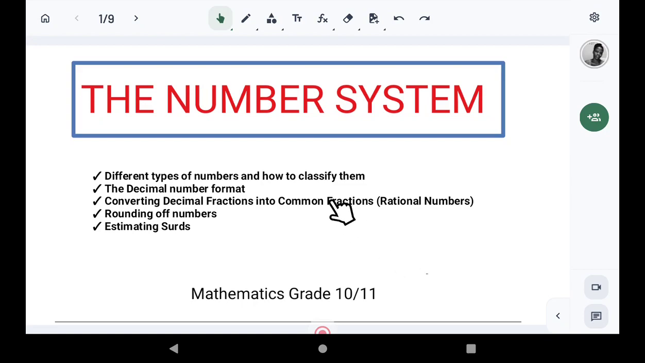And in this video, we're going to look at the number system for mathematics grade 10 and 11. But mathematical literacy from grade 10 to 12 can also use this video as a reference.